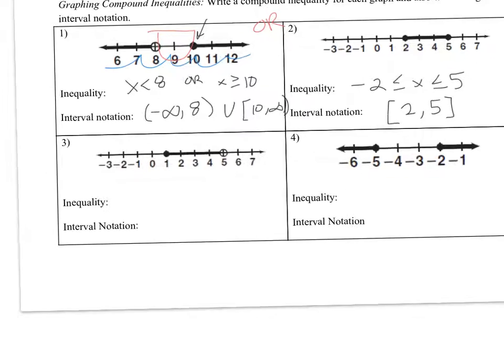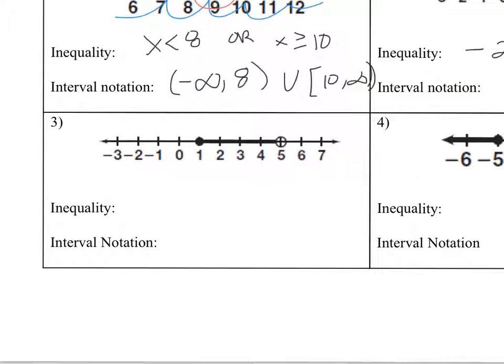Number 3, it's shading in between, so you're going to put x in between 1 and 5. 1 has a closed dot, 5 has an open dot. And then my interval notation is there's nothing over here. It starts at 1 and it ends at 5. So 1 has a bracket because it includes it as a closed dot. 5 is an open dot.